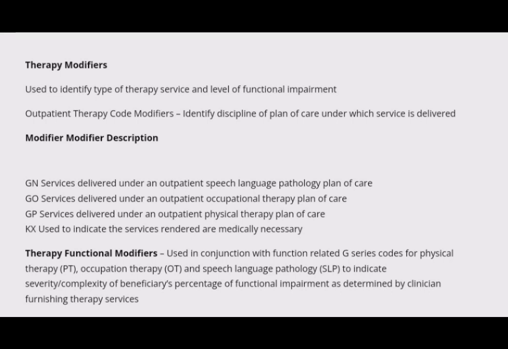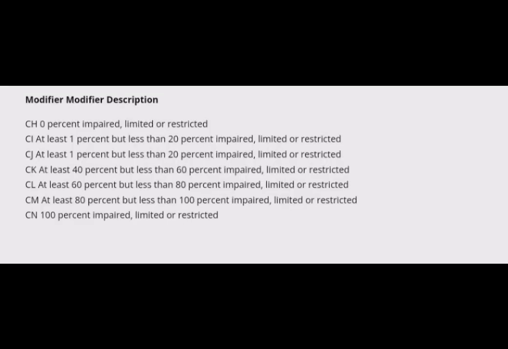Functional modifiers used in conjunction with function-related G-series codes for physical therapy PT, occupational therapy OT, and speech-language pathology SLP, to indicate severity, complexity of beneficiaries. Percentage of functional impairment is determined by clinician furnishing therapy services. Modifier description: CH, 0% impaired, limited or restricted. CI, at least 1% but less than 20% impaired, limited or restricted. CJ, at least 20% but less than 40% impaired, limited or restricted.